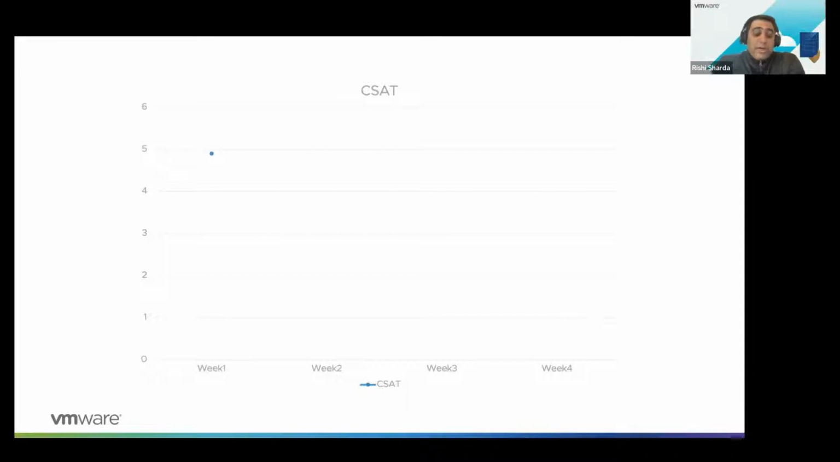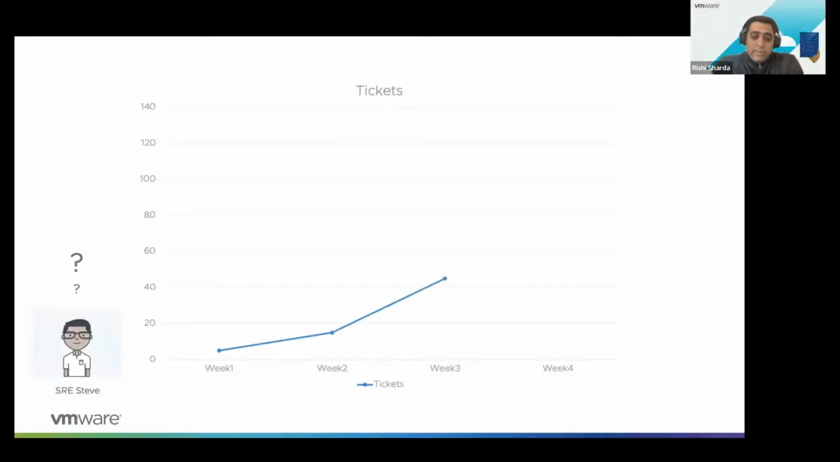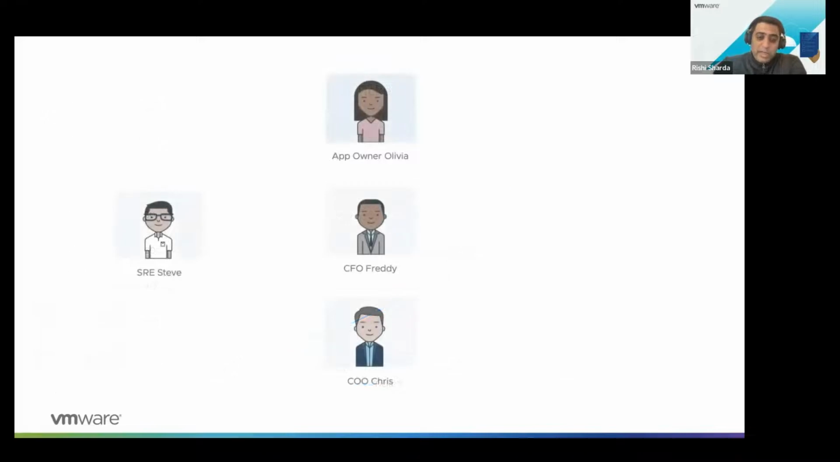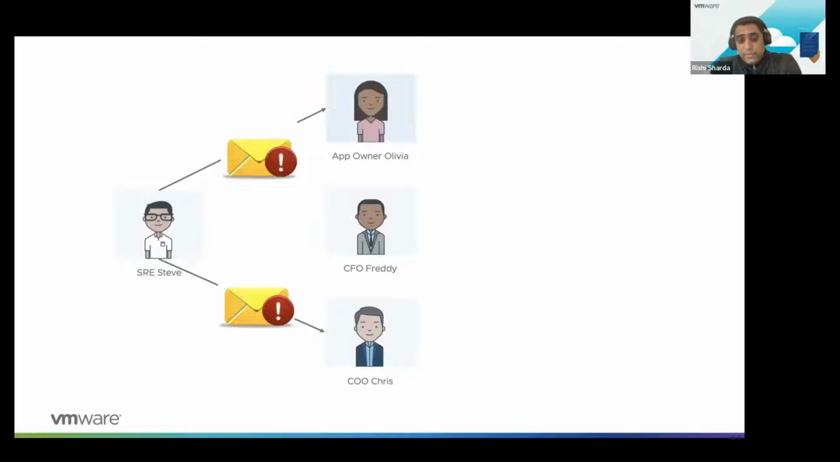On a very similar note, the customer satisfaction, the CSAT scores, were also trending in the same way on a week-on-week basis, but because nobody had a real-time view into this, the trend wasn't caught. To add to that, the SRE team were getting more and more customer complaints. They were getting more and more IT tickets in the system without knowing what exactly was going on. They were clueless. And that's when the SRE team decided to escalate the matter to the relevant stakeholders. They escalated the matter to the app owner, to the CFO, to the COO.